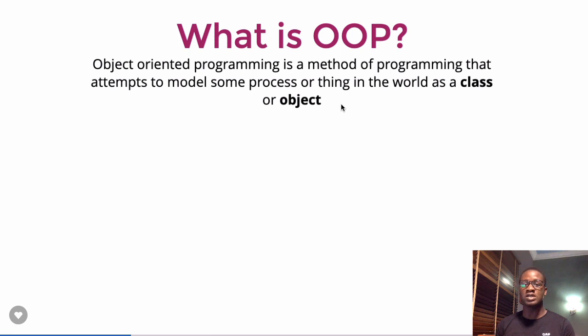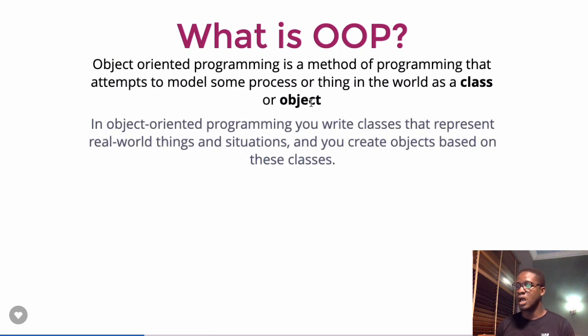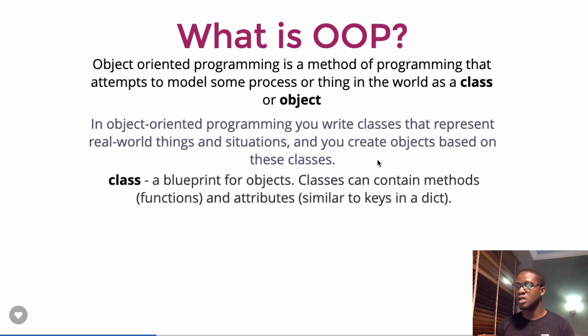Now, some of these things, like for example integer, list, and the rest of them, are already built into Python. Now, let's say you want to model a dog class, or you want to model a car. Some of these are not in Python. So for you to be able to model this and make it look nice and readable, that is where object-oriented programming comes in, and that is what this is trying to explain. In object-oriented programming, you write classes that represent real-world situations and things, just like I just said, and you create objects based on these classes.